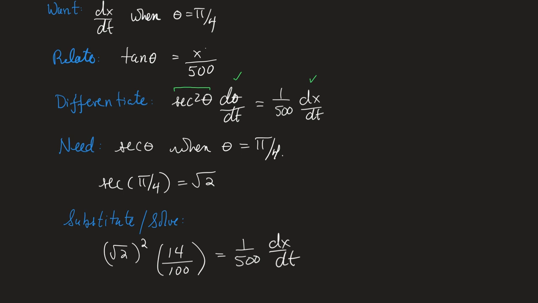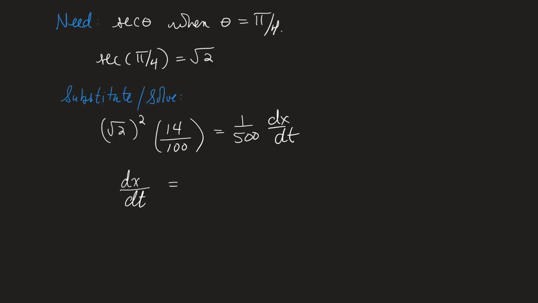Now I'm solving for dx by dt. So I'm going to move things over to the other side of the equation. All right, so I've gone ahead and moved everything onto one side, and now I can cancel that. And I get 2 times 14 times 5, and that is 140. And that was feet per minute.